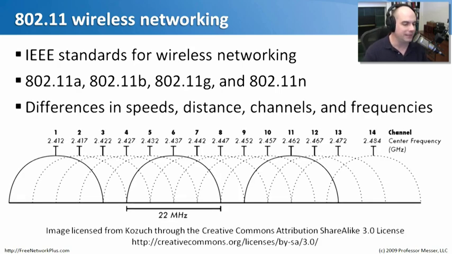There are differences between all of these technologies, differences in speeds, differences in distance that they can travel, differences in what we call channels of communication and frequencies. And this is an important aspect of 802.11 networking. This is an example of the 2.4 gigahertz range that's used by the 802.11 B, G, and in some cases N. Now, this 2.4 gigahertz range uses something called channels.